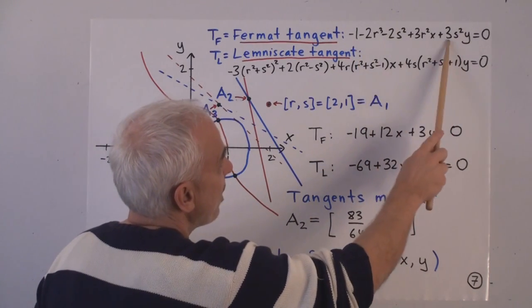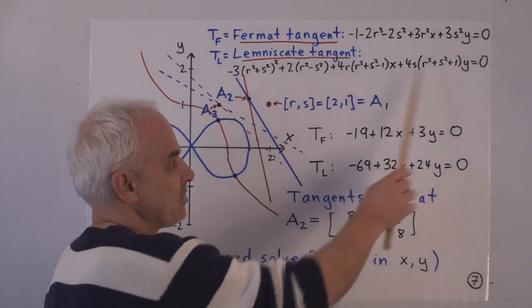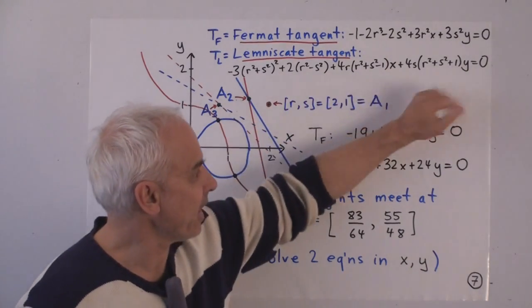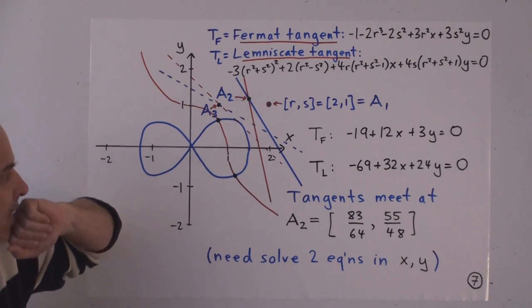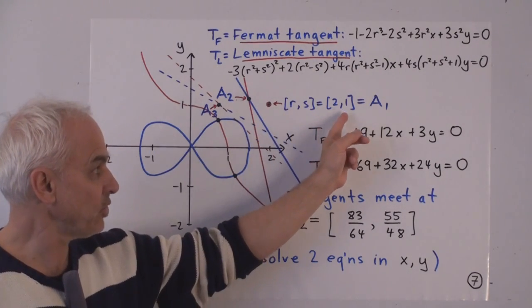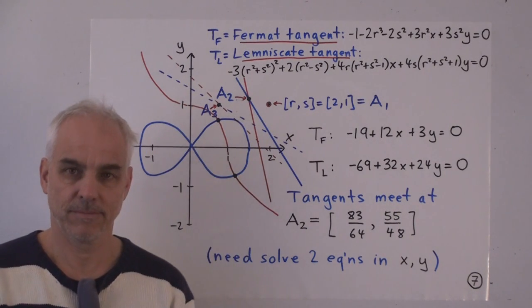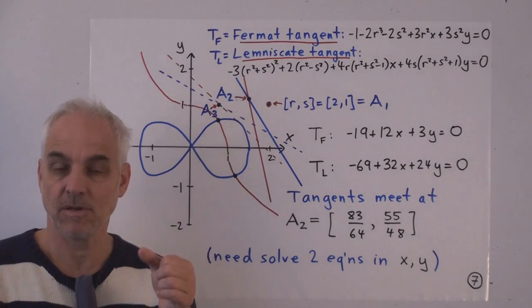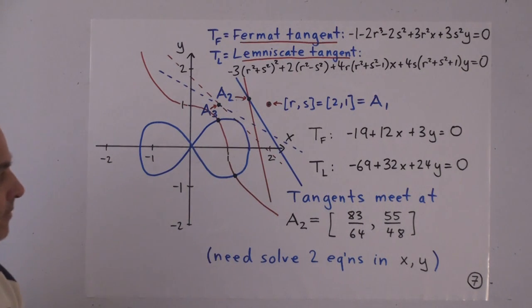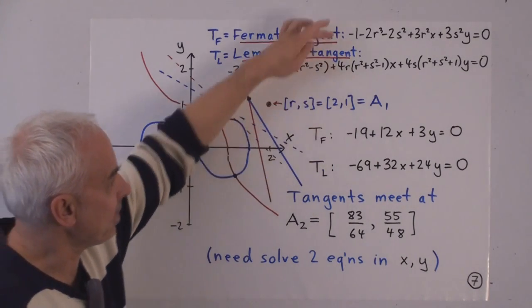That was the one for the Fermat curve with R's and S's involved, otherwise linear in X and Y. And here is the expression for the lemniscate tangent, also involving R and S and linear in X and Y. Now, to focus our minds, let's choose a particular point RS. I'm going to choose this point right here, 2, 1. 2 in the X direction, 1 in the Y direction. There it is right there. We're going to look at the tangent planes to these two surfaces at this point here. Well, what we do is we replace R with 2 and S with 1 in both of these equations.